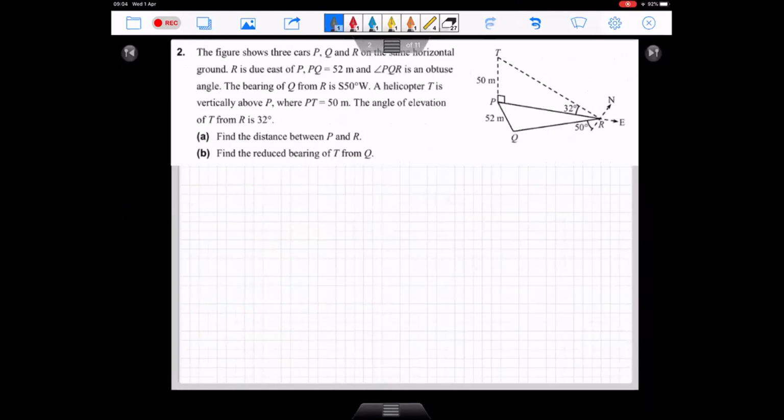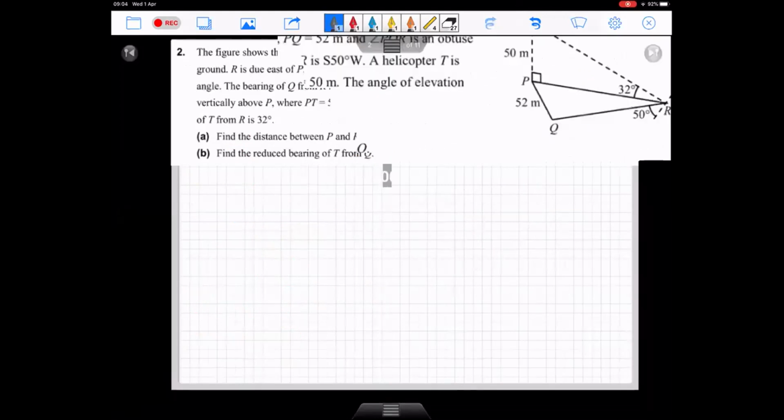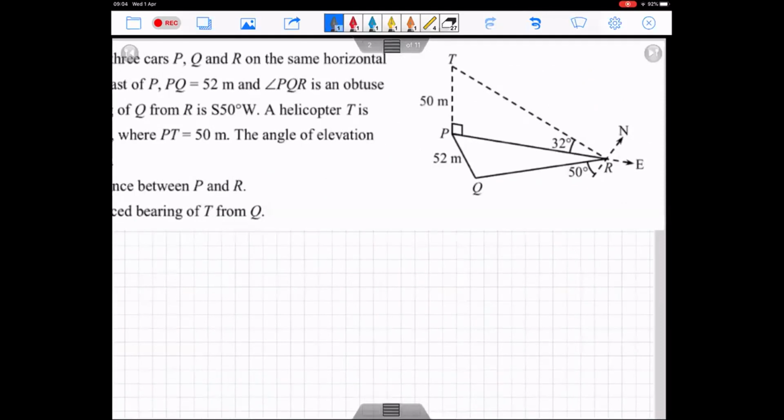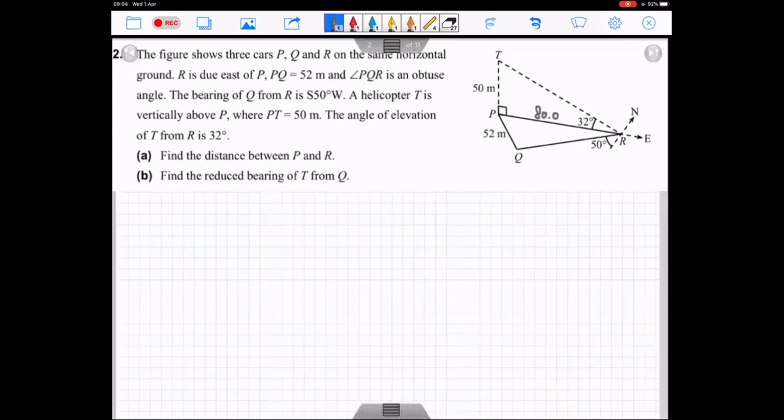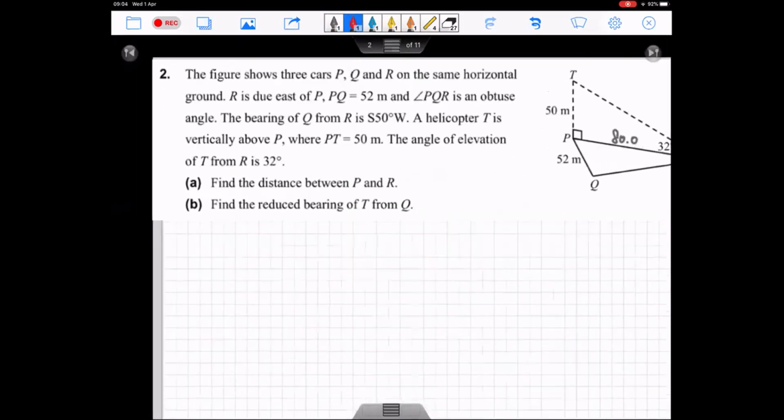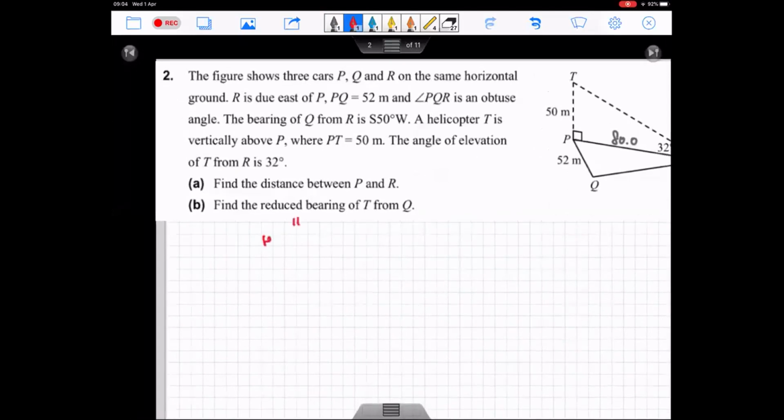Now, it's more problematic in the second question, right? Almost all of us get it right for part A. Part A will be 80.0, the distance of PR. But then quite a lot of us make the mistake in the bearing. So let me stress again. The bearing of T from Q, in fact, equals the bearing of P from Q.